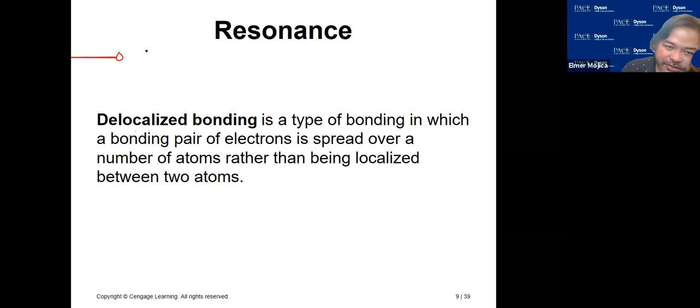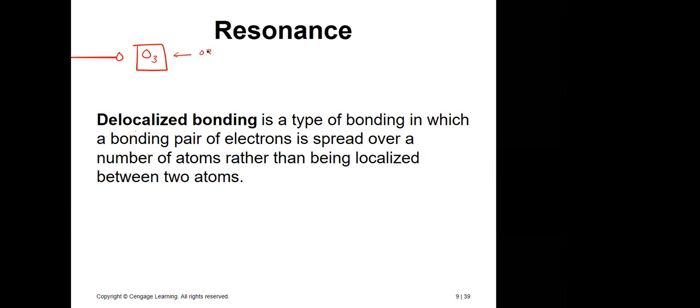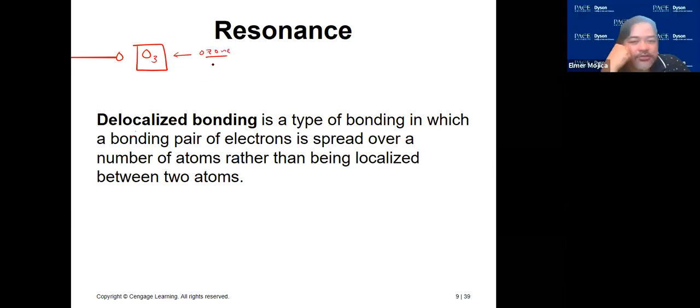So let's try to work on this one. What molecule is O3? Anyone? What is O3? What do you call that? Trioxide. Call it ozone. Okay. So ozone is the one that protects us from the greenhouse effect. And the scientist who discovered that CFC destroyed ozone passed away last week, Mario Molina.